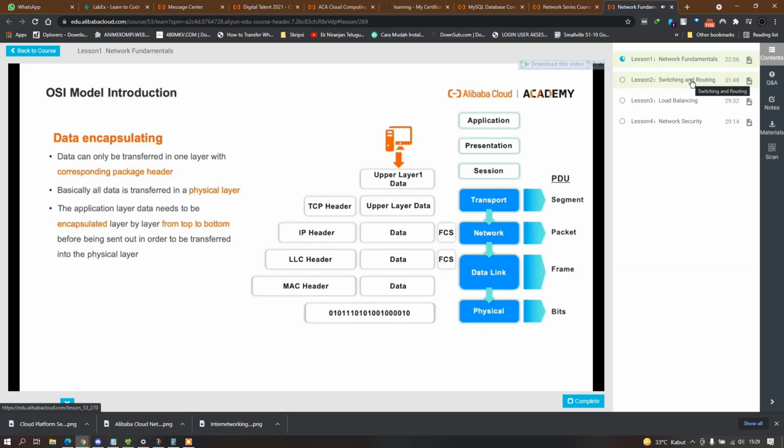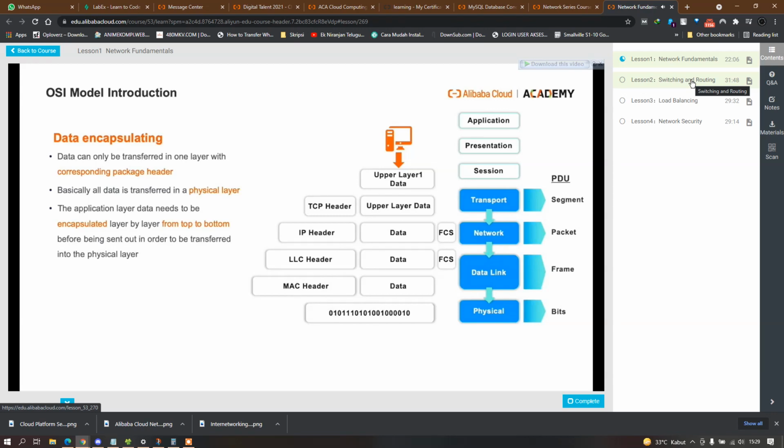That's why we say that the data should have the corresponding package header in each of the network layer. And the second thing we should know is that no matter what data you have, basically the data is transferred in the electric signal format, right? So we can say that all the data is transferred in the physical layer after all.